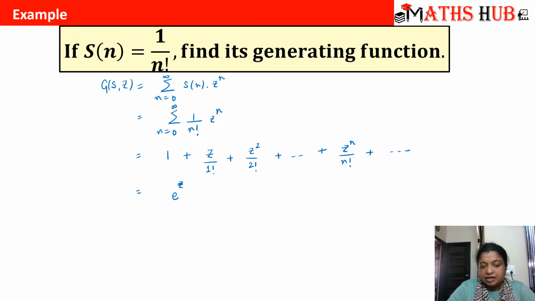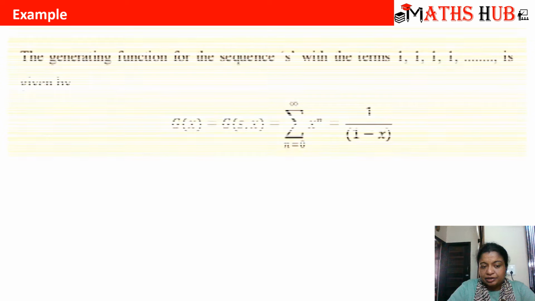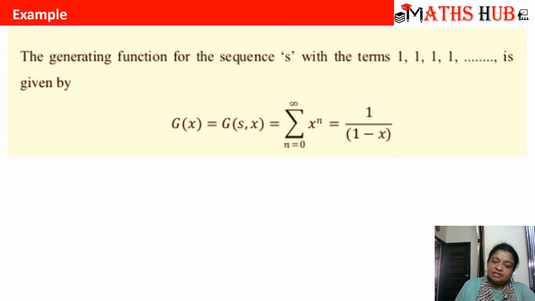So now let us move on to the next example. So in the next example, we have the sequence of terms as 1, 1, 1, 1, and we need to calculate what is the generating function. So as the generating function g of z is summation n going from 0 to infinity, the sequence, if I denote it by Sn into z raised to power n.